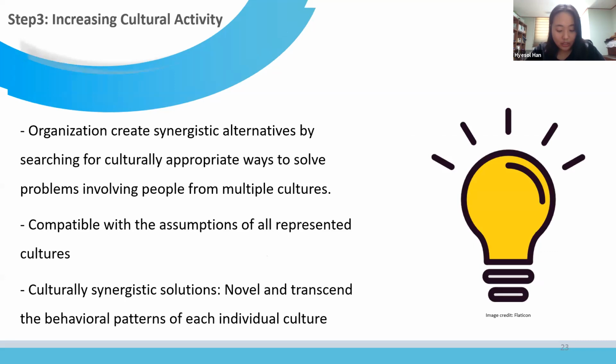The third step is increasing cultural creativity. Organizations create synergistic alternatives by searching for culturally appropriate ways to solve problems involving multiple cultures. They should be compatible with the assumptions of all represented cultures. That's why culturally synergistic solutions are novel and transcend the behavioral patterns of each individual's culture.